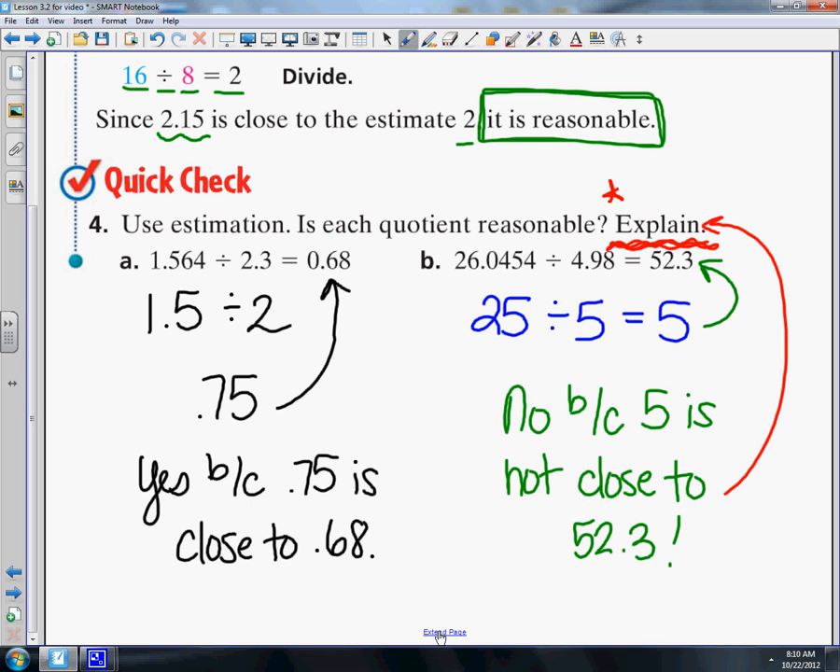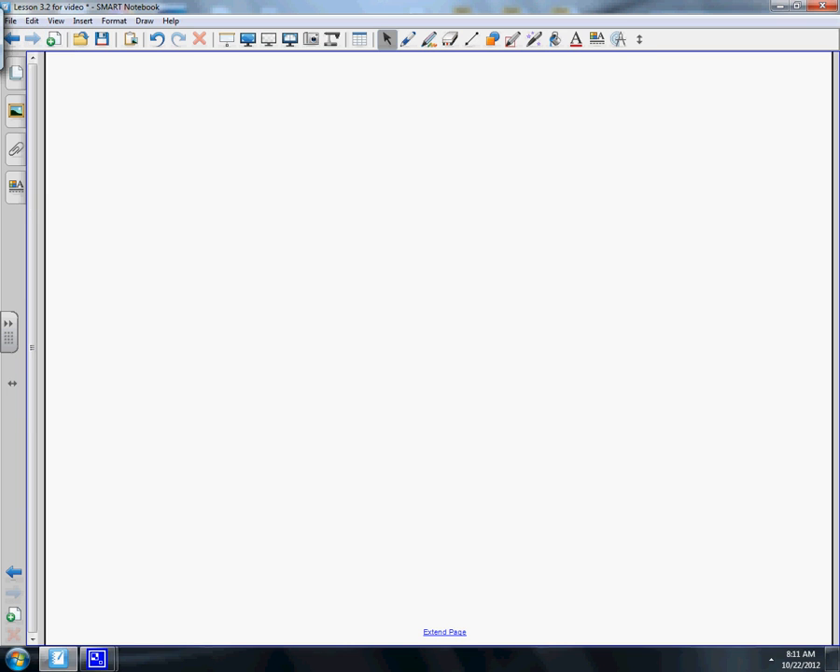That is a key word. Whenever it says explain, you need to explain your answer. Don't just write out the mathematical problem. You need to actually write an answer with like a sentence. All right, that is all for your notes.